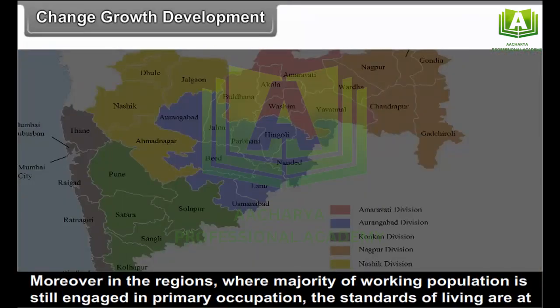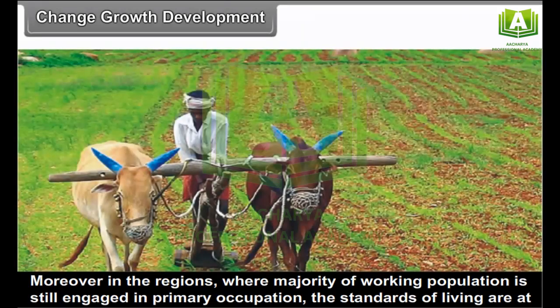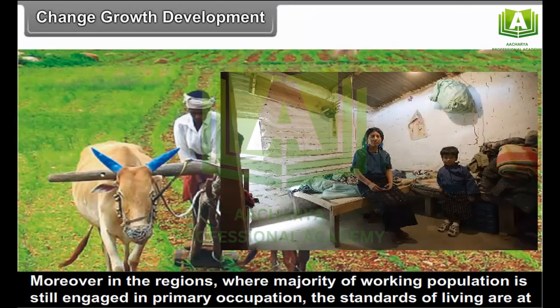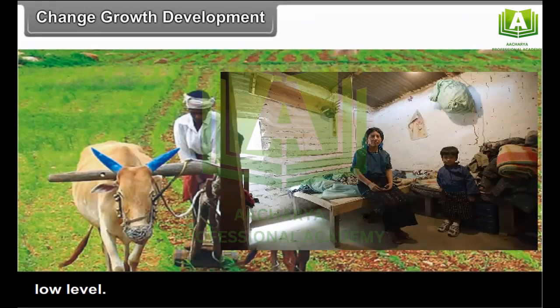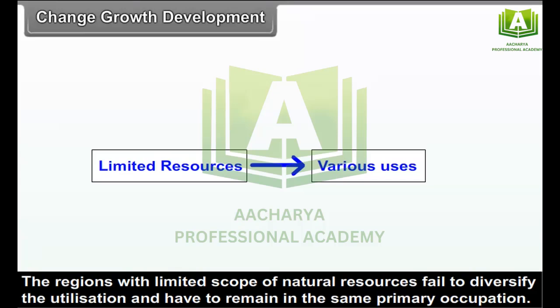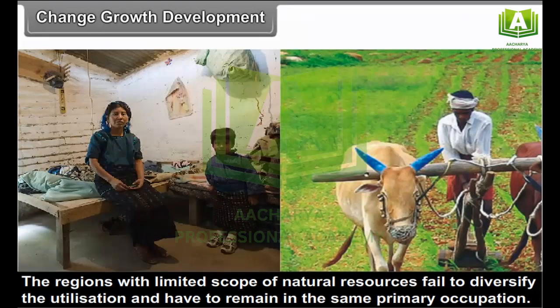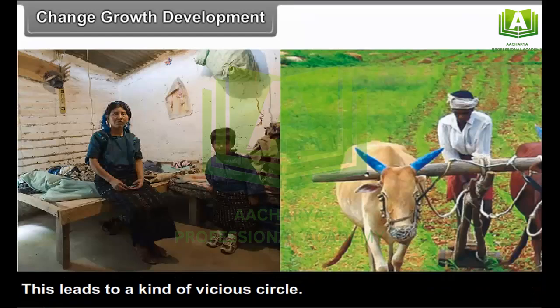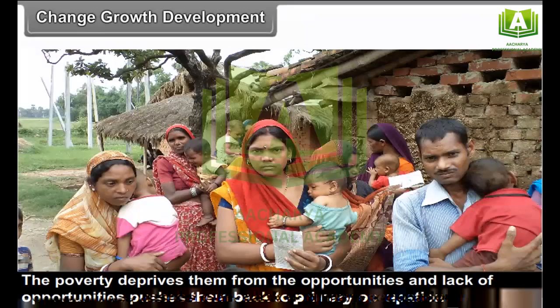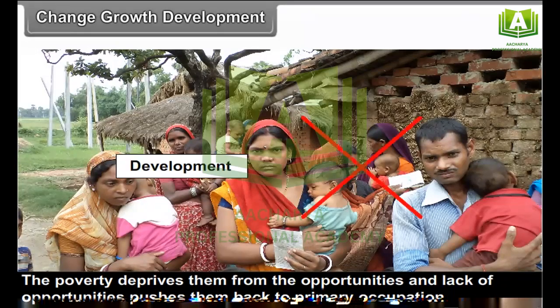Moreover, in the regions where majority of working population is still engaged in primary occupation, the standards of living are at low level. The regions with limited scope of natural resources fail to diversify the utilization and have to remain in the same primary occupation. This leads to a kind of a vicious circle. The poverty deprives them from the opportunities, and lack of opportunities pushes them back to primary occupation.